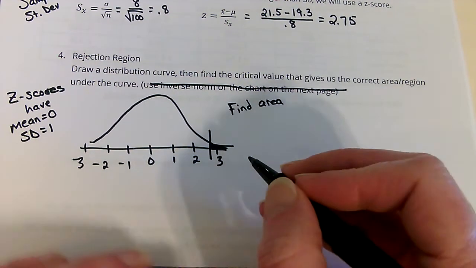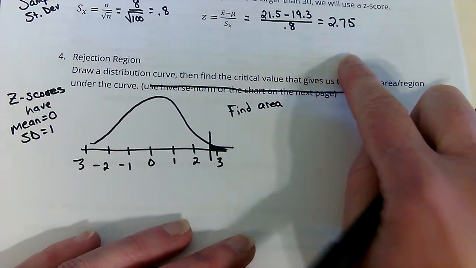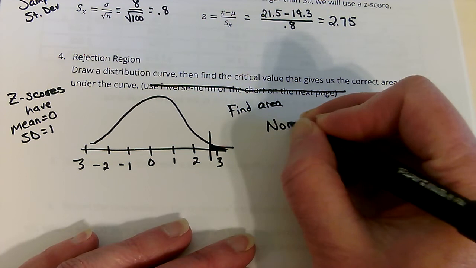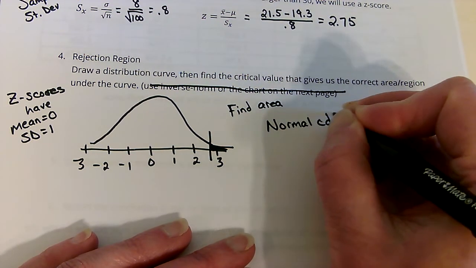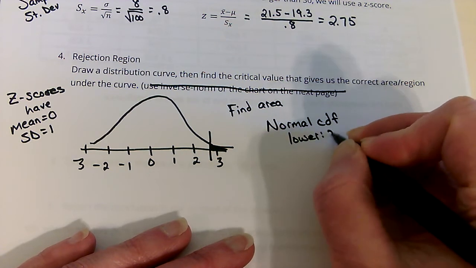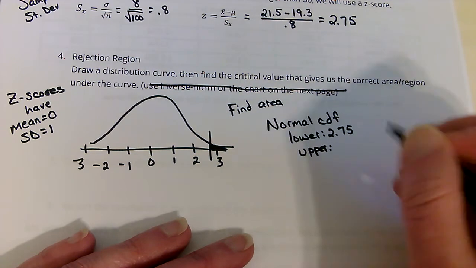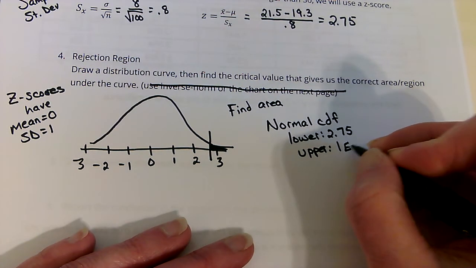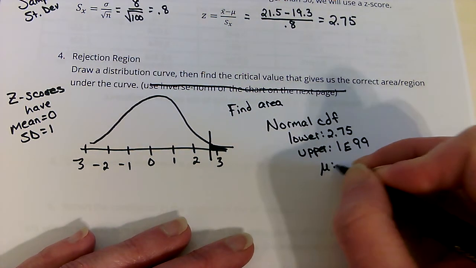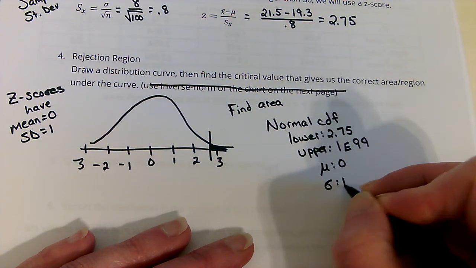We can either use the chart, that Z table, and look up 2.75 on the table, or you can go to the normal CDF on your TI, and we would put in the lower as 2.75, upper would be infinity, so we're going to put 1E99. We're going to use the mean of 0 and the standard deviation of 1.